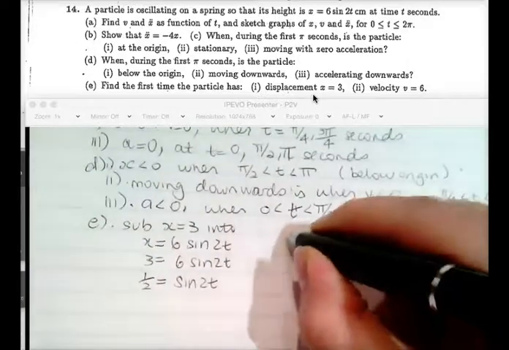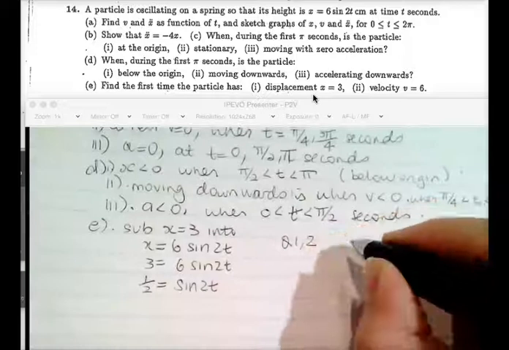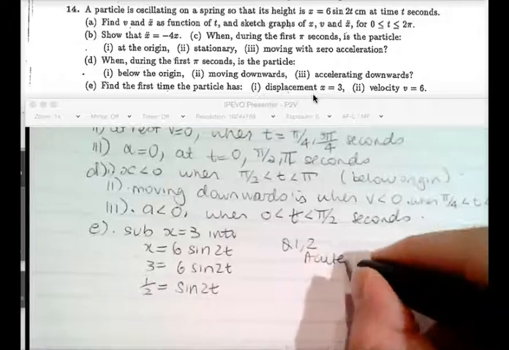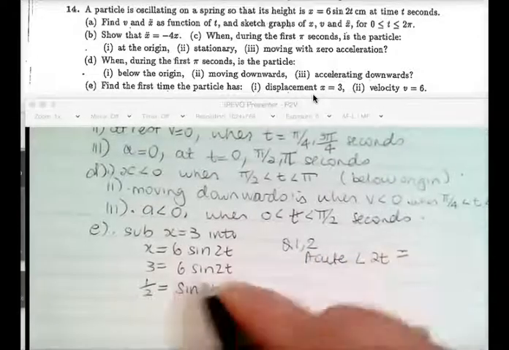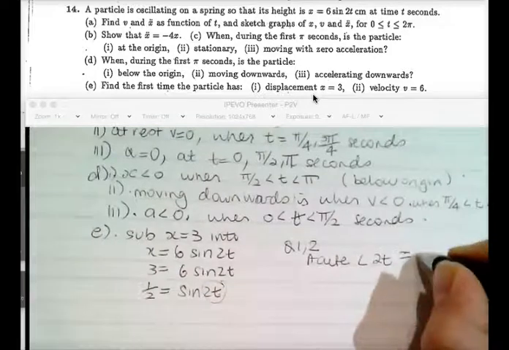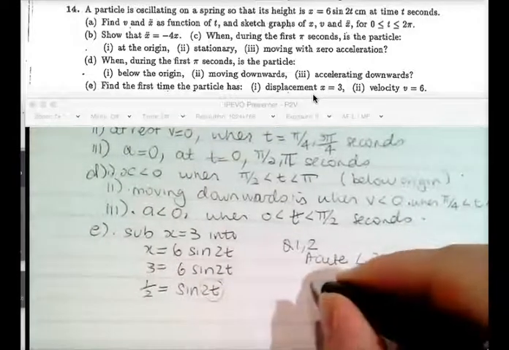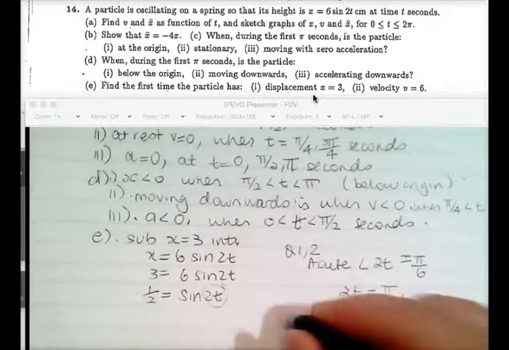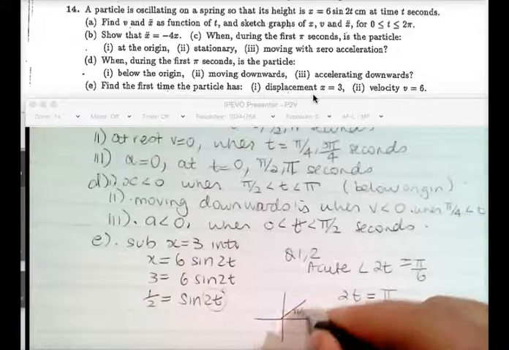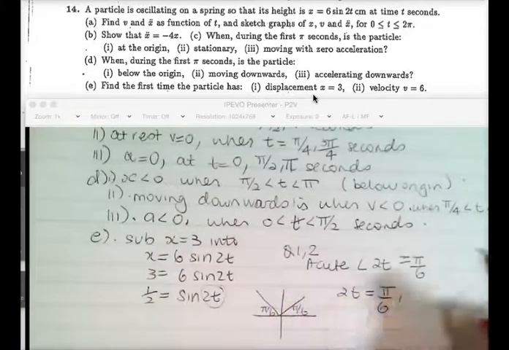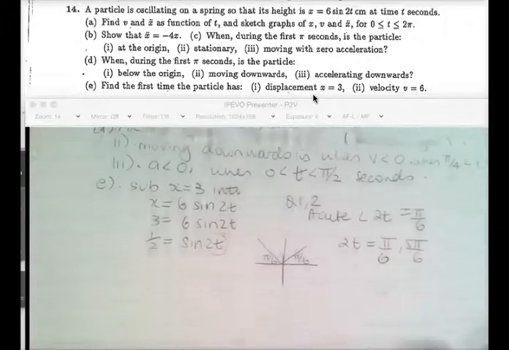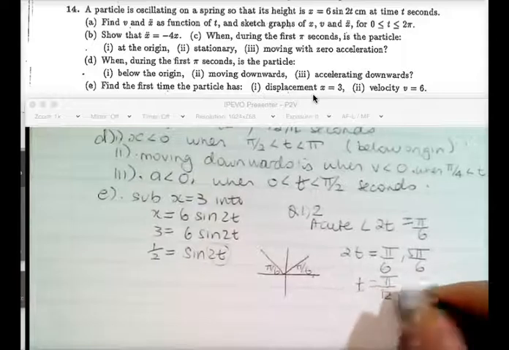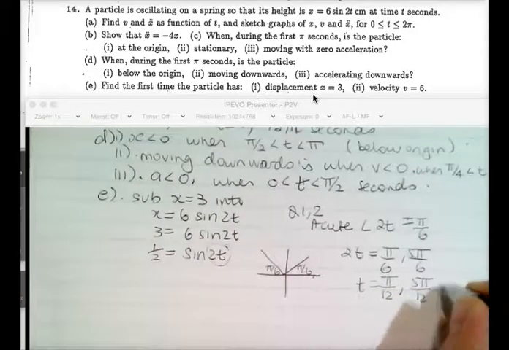Now these are quadrants 1 and 2, where sine is positive, and the acute angle 2t is, we know sine of 30 is a half, so it's 30, which is pi on 6, and therefore 2t, your two angles, which are quadrants 1 and 2, are pi on 6. So we draw pi on 6, and this one here, quadrant 2, that would be 5 pi on 6, because all the way there's pi. So therefore t, dividing by 2, is pi on 12, and 5 pi on 12 seconds.